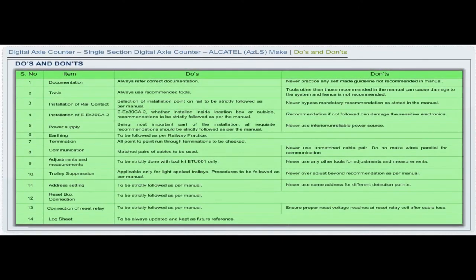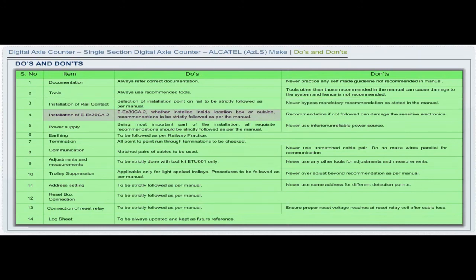Do's and don'ts. Always refer to the correct documentation. Never practice any self-made guideline not recommended in the manual. Always use recommended tools. Tools other than those recommended in the manual can cause damage to the system and hence are not recommended. Selection of installation point on rail to be strictly followed as per manual. Never bypass mandatory recommendations as stated in the manual.